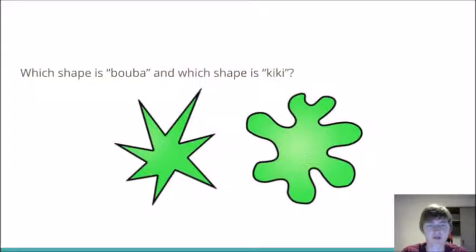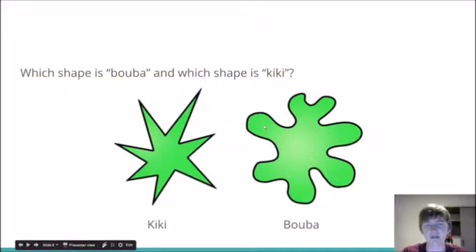All right, so take a moment and think about that. Maybe pause the video. I'm going to give you the answer that 95% of people give. Obviously, there are no wrong answers, but 95% of people ultimately say this. They say that the shape on the left, the spiky one, is Kiki, and the shape on the right that's more rounded is Boba. So why is that?